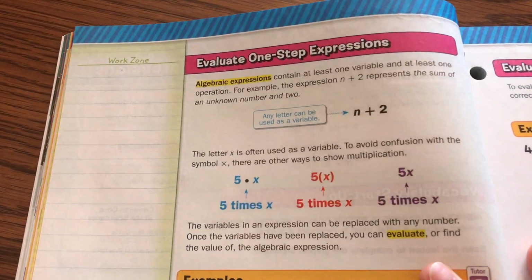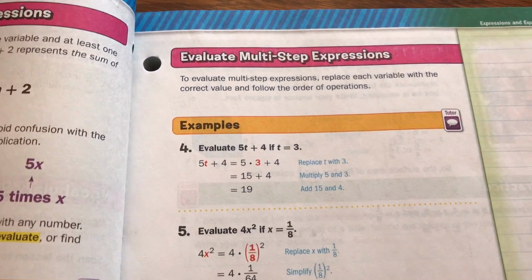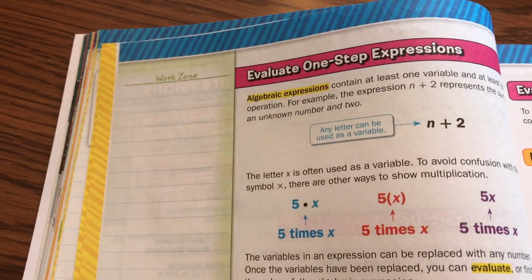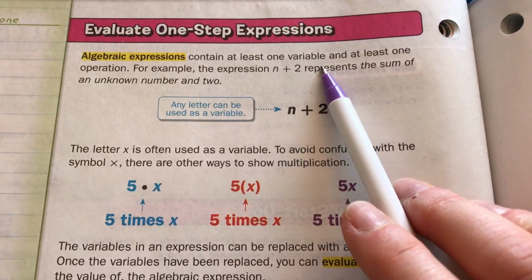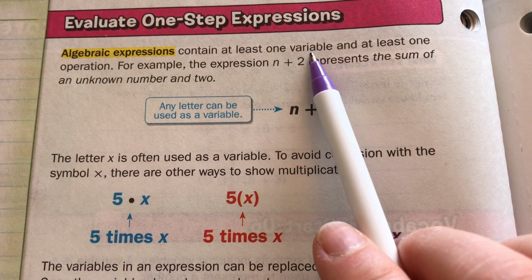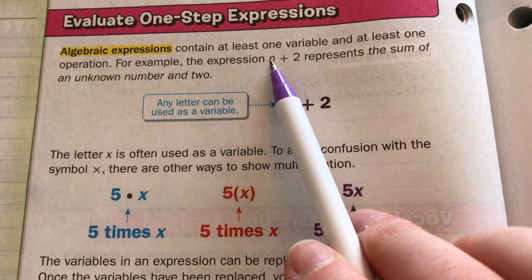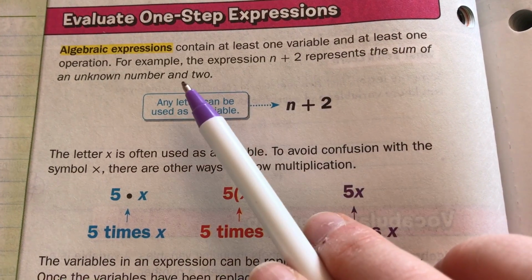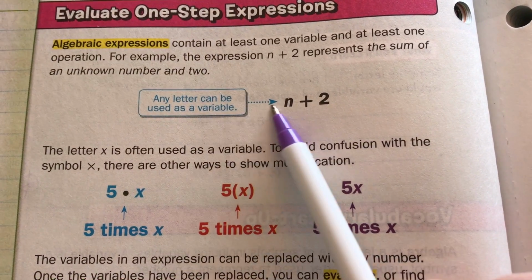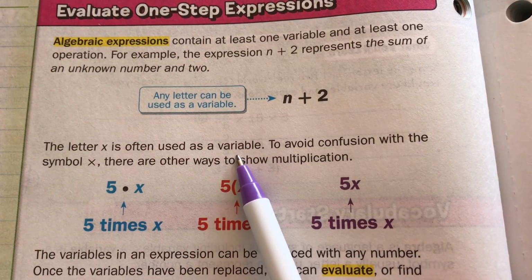On page 450, we're just going to do simple one-step expressions. And then page 451, we'll do multi-step expressions where you have to use the order of operations. Let's read through this together. Algebraic expressions, that's one of our vocab words, contain at least one variable and at least one operation. For example, the expression n plus 2 represents the sum of an unknown number and 2. And you can use any letter as a variable. The letter X is often used as a variable.